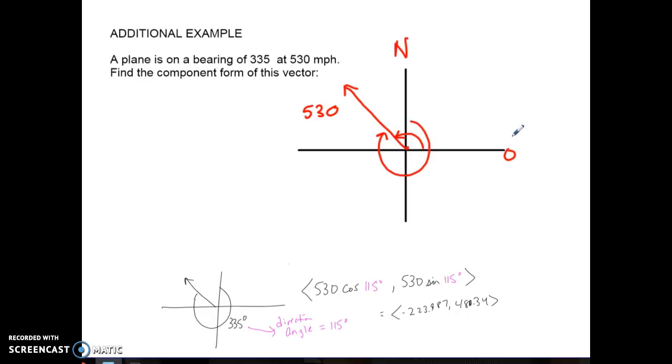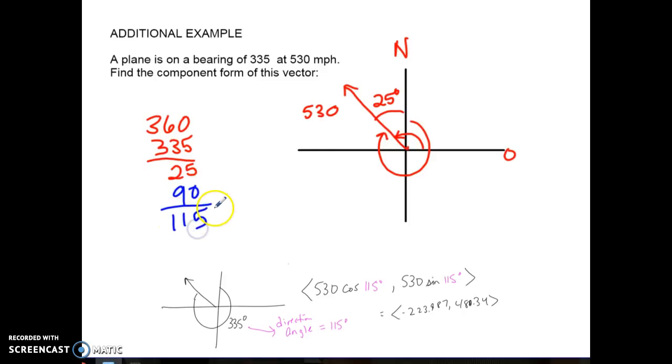So that directional angle, well, if it was 335, so 360 minus 335, that is just 25 degrees. So this little bit in here is 25 degrees. If I add 90 to 25 degrees, I get 115. So the directional angle from 0 for this vector is 115 degrees.